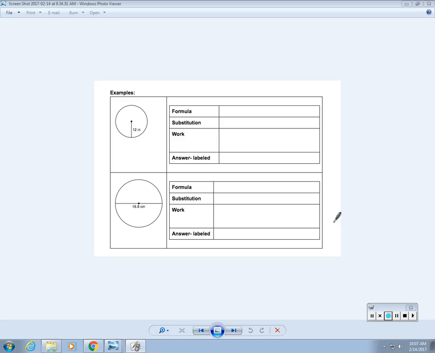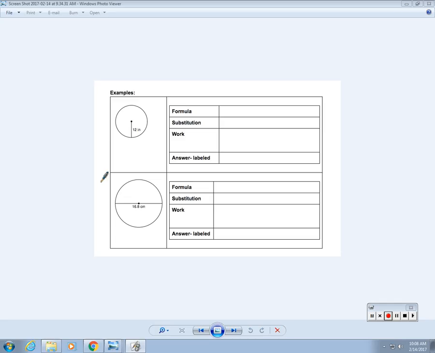Okay, good try. And there's 2 decimal places. 75.36. Right, circumference equals 75.36 what? Inches. That means that you labeled your answer. Label your answers. Okay.